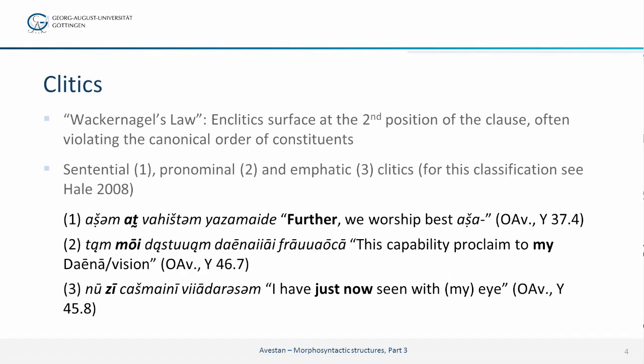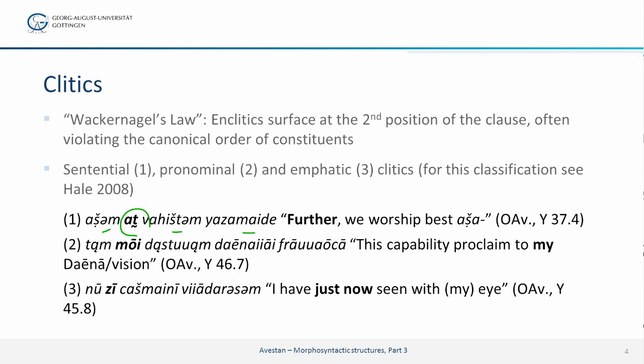The first example features at, a sentential clitic, that is one putting the current clause into a relation to the preceding one. Ashem at Vahishtim Yazamayde. Further, at we worship Yazamayde, best Asha or best order, Ashem Vahishtim.